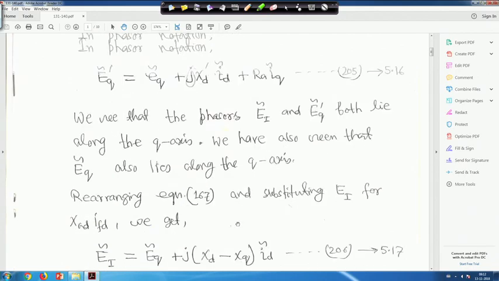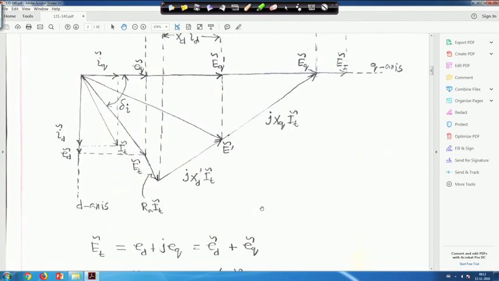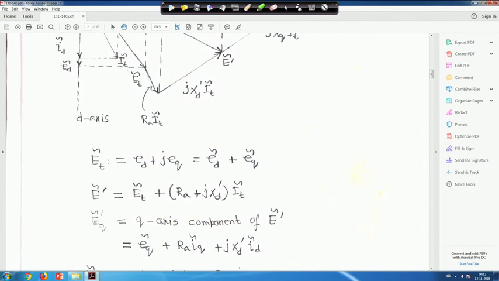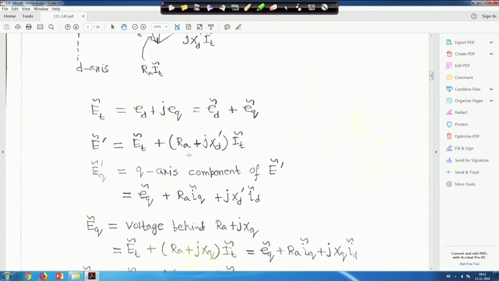So, at the bottom, E_t tilde is given by E_d plus j E_q, which is equal to E_d tilde plus E_q tilde. I told you previously E_q tilde is nothing but j E_q. Similarly, E dash tilde is E_t tilde plus (R_a plus j x_d dash) I_t tilde. In most cases you will find R_a is very small and it is neglected. So, I suggest that you neglect R_a and redraw the phasor diagram. E_q dash tilde is the q axis component of your E dash tilde, so it is E_q tilde plus R_a I_q tilde plus j x_d dash I_d tilde.